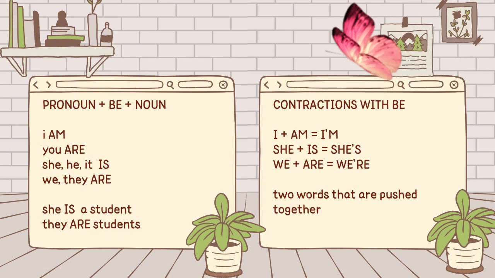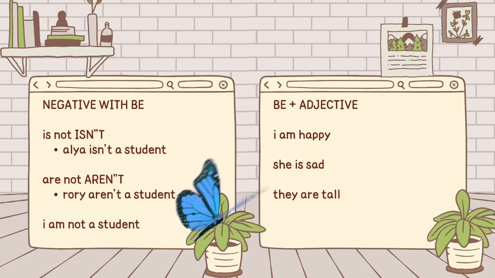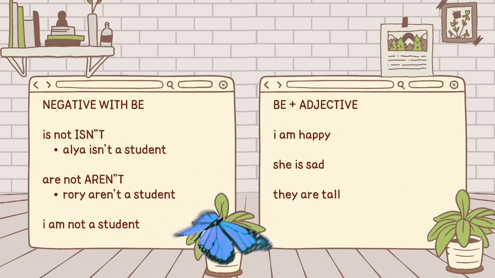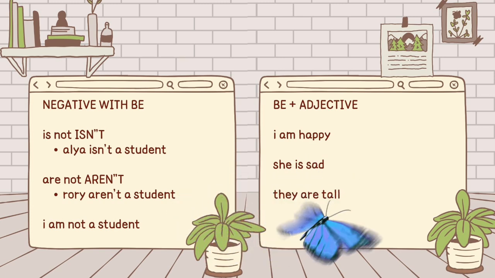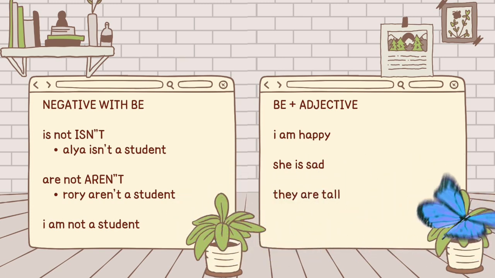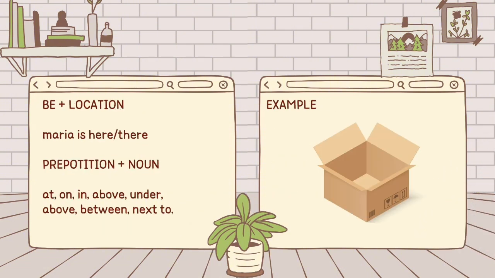Contraction with be. I plus am, I'm. She plus is, she's. We plus are, we're. Negative with be. Is plus not, isn't. Are plus not, aren't. Be plus adjective. I am happy. She is sad. They are tall. Let's play with be plus location.